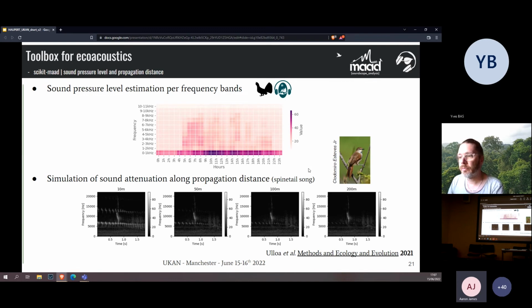Scikit-MAD also allows us to simulate sound attenuation and propagation distance. As you can see on this graph, we simulate and observe the attenuation of the call of a spine-tailed bird at 10 meters, 20 meters, up to 200 meters. At 200 meters, only the background noise remains, and you can see that the highest frequency is lost first before the lowest frequency. So this is an interesting tool to simulate propagation distance.